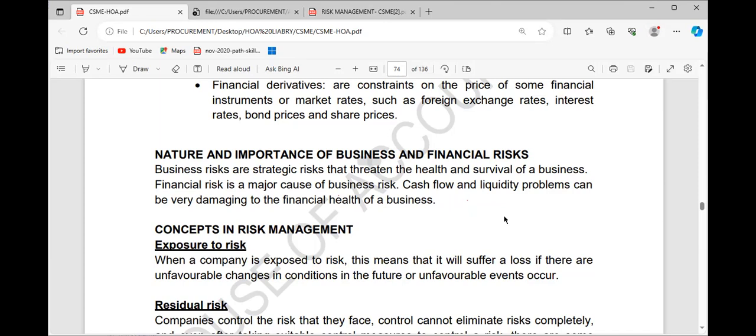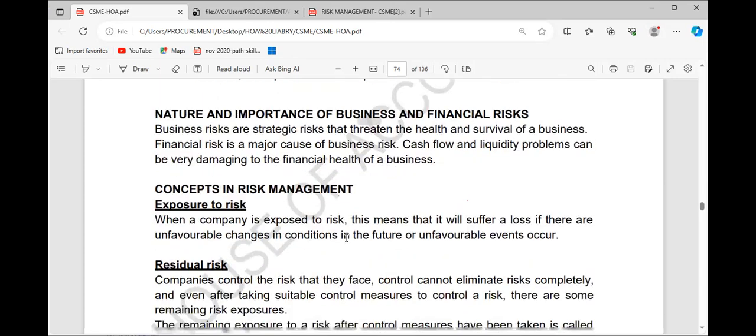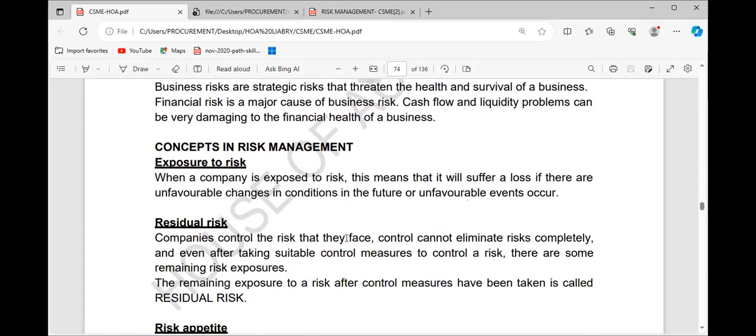Then financial risk is a major cause of business risk. That is, financial risk can also be part of business risk. It could be cash flow or liquidity problems that we have discussed, which can also be very damaging to the financial health of a business. So we have concepts in risk management. What are these concepts in risk management?